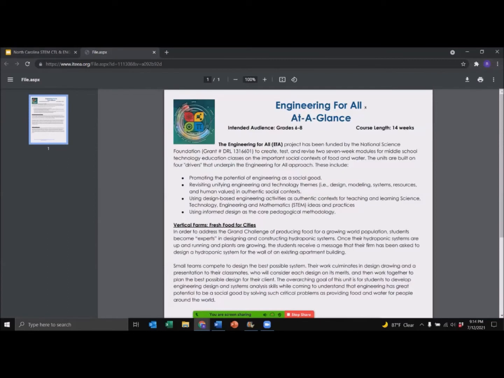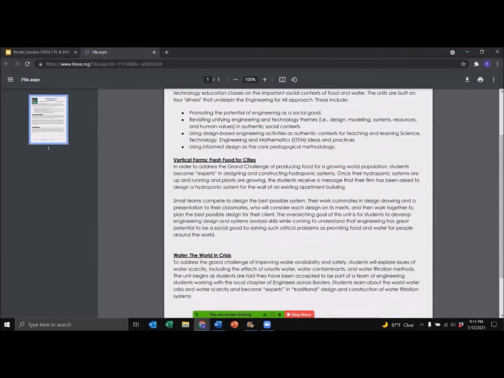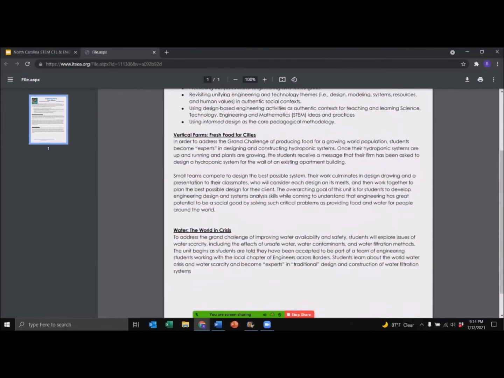EFA are the extension units, or Engineering for All. This course length is approximately 14 weeks. I have also seen it extend over the course of a semester. It is an NSF-funded course that creates, tests, and revises 2 7-week modules for middle school technology education classes that are based around the social context of food and water. One specifically focuses on fresh food for cities via vertical farming, the other focuses on water, the world in crisis, and how to improve water availability and safety overall.